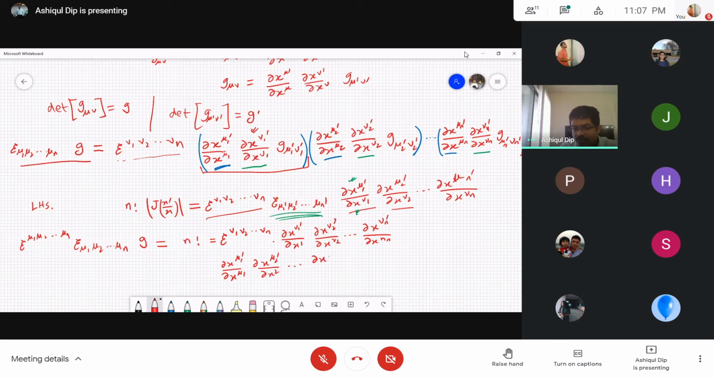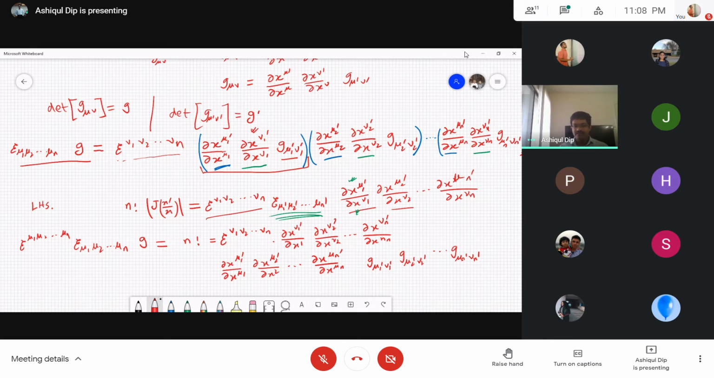Delta x mu n prime by delta x mu n. We can do that. And we have multiplied on the other side with epsilon upper mu indices, so we should write that as well. Actually, let's write it later. So then we have our G. Let's write those down as well: G mu1 prime, G mu2 prime up to G mu n prime.